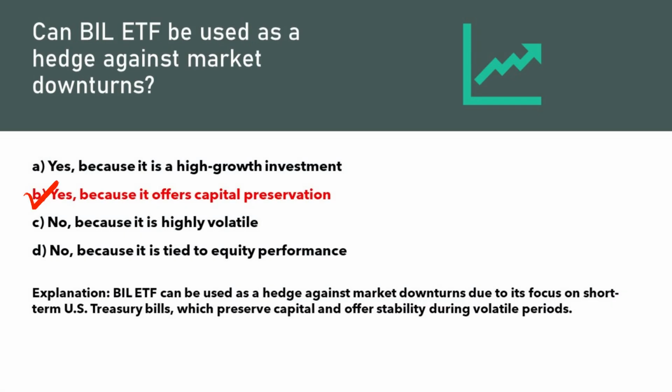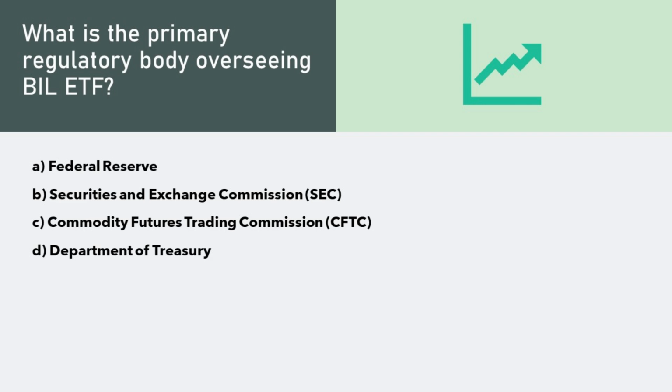Answer: B. Yes, because it offers capital preservation. Explanation: BIL ETF can be used as a hedge against market downturns due to its focus on short-term U.S. Treasury bills, which preserve capital and offer stability during volatile periods. What is the primary regulatory body overseeing BIL ETF?